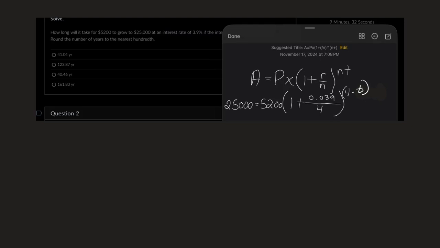Here's a good question. How long will it take 5,200 to grow to 25,000 at an interest rate of 3.9% if the interest is compounded? It looks like it's quarterly. Round the number of years to the nearest hundredth.